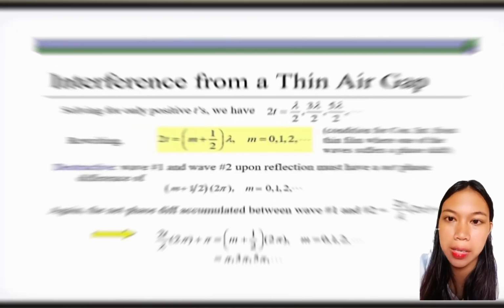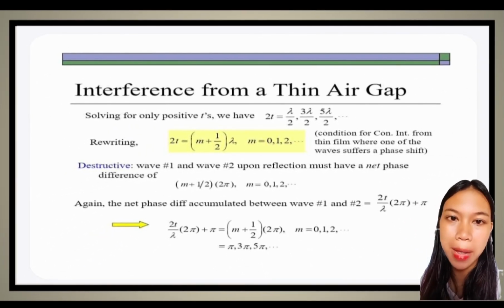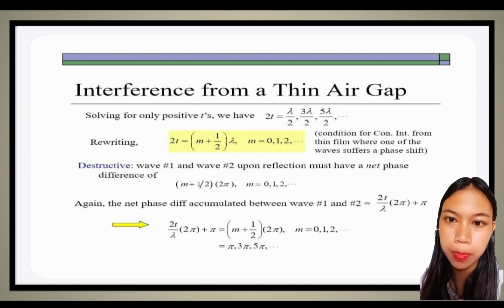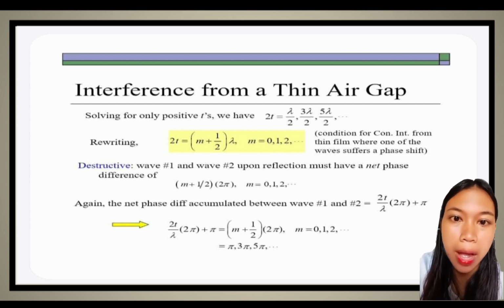Interference from a thin air gap. Solving for only positive, we have 2t equals lambda over 2, 3 lambda over 2, 5 lambda over 2. Rewriting the equation, 2t equals (m plus 1/2) times lambda, where m equals 0, 1, and 2.